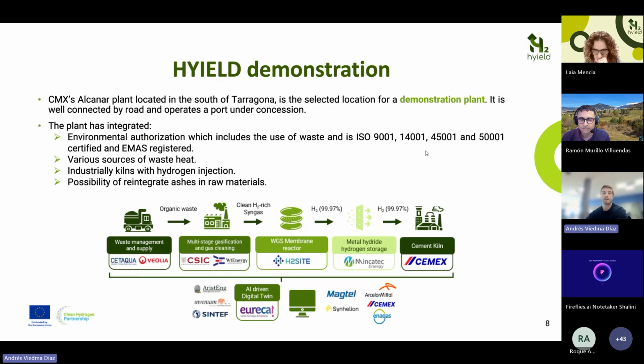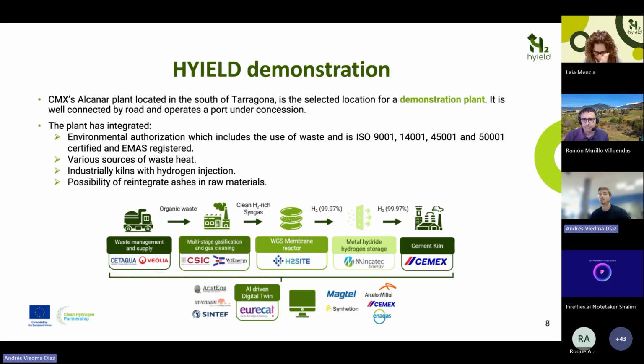The plant already has some key aspects that are going to help with the best development of our project. For example, it has some environmental authorizations, which include the use of waste. It also has various sources of waste heat. It also has industrial kilns with hydrogen injection and the possibility of reintegrating ashes in raw materials.